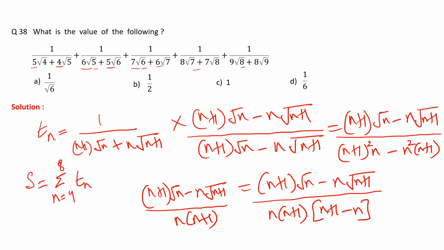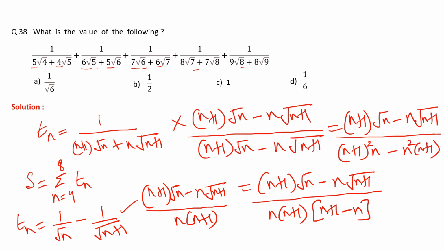what you will be getting? You will be getting Tn as nothing but n plus 1 into root n divided by n into n plus 1. So n plus 1 will get cancelled out and we will be having just 1 upon root n. Then minus n into under root of n plus 1 divided upon n into n plus 1. So n will get cancelled and we'll be having 1 upon under root of n plus 1. So that means this expression is just of this form, 1 upon root n minus 1 upon under root of n plus 1, where the values of n are varying between 4 to 8.